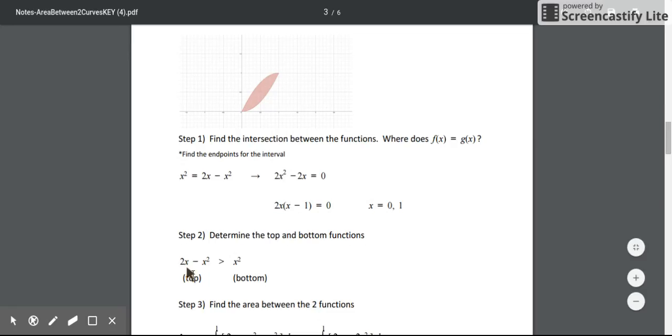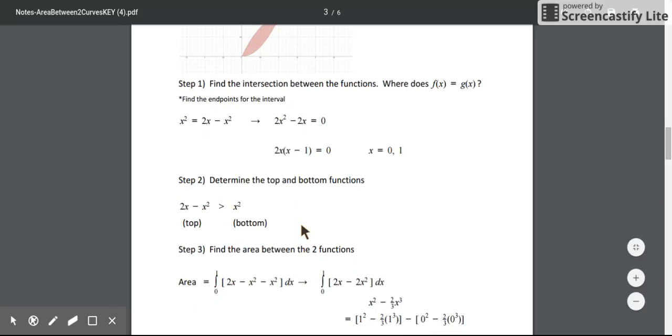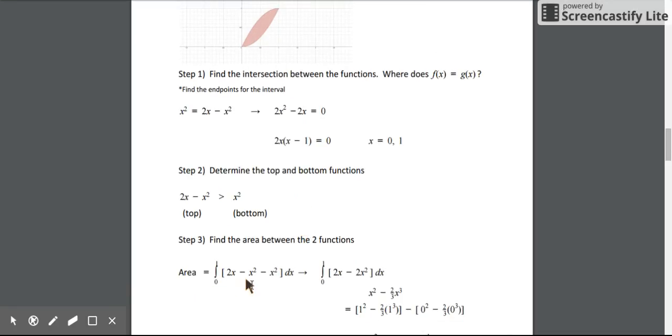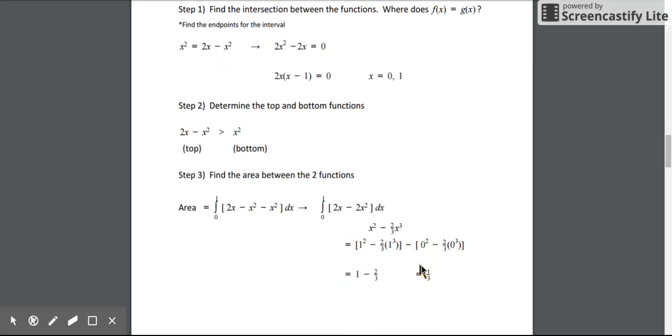So I plugged in 0.5 into both of these functions, and I figured out that this function gave me a bigger output, and this function gave me a smaller one. So this is 2x minus x squared, and this is x squared. Now I know which function to subtract from the other. I'm going to do 2x minus x squared and subtract x squared, and then integrate. When I do that, I get 2x minus 2x squared. I can find the antiderivative and evaluate it at the top and bottom limits of integration, and simplify it all and find the area in between our two curves.